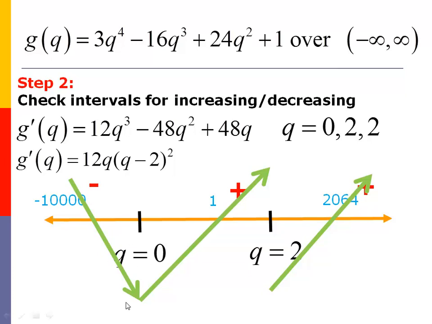That means we're going to have a minimum here at 0 because we decrease and then we increase. That creates a minimum. At q equals 2, we're increasing and then we increase again. We don't have a minimum, we don't have a maximum. We'll have something we call a saddle point. That's where we increase, kind of level off, and then we increase again. And so that's what's happening here at 2.